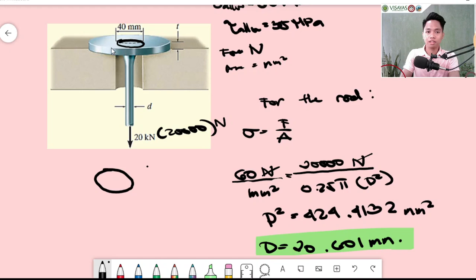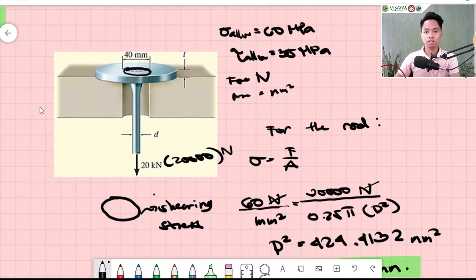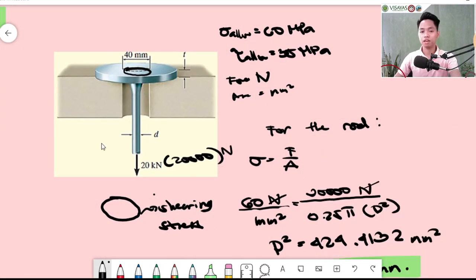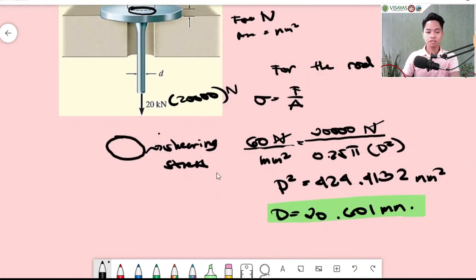Now, what is the failure in that case? Di ba shearing na siya? Shear, meaning magisi siya all throughout your diameter. Okay? Kay mura ra siya gigisi nimo ang plate sa tunga para mahimo siyang donut. Therefore, ang imuhang gina-resist diri nga stress along the circumference is shearing or shear stress. That is why we are given with allowable stress which is 35 MPa. Okay? So shear stress is equal to your shear force over your area.